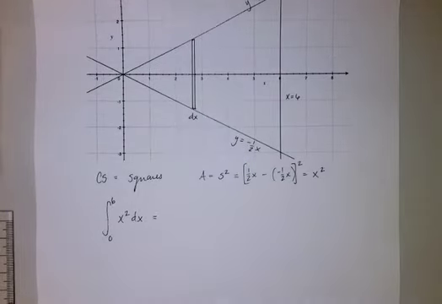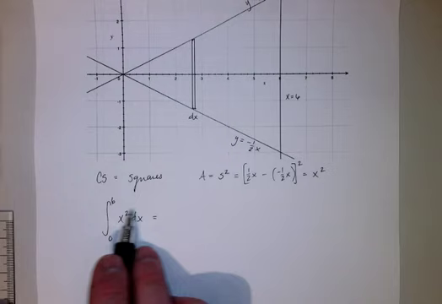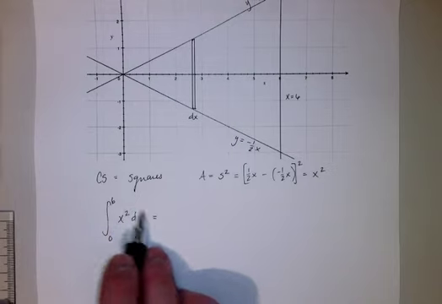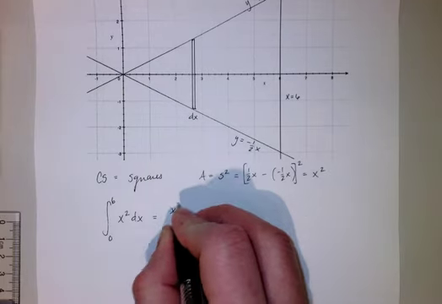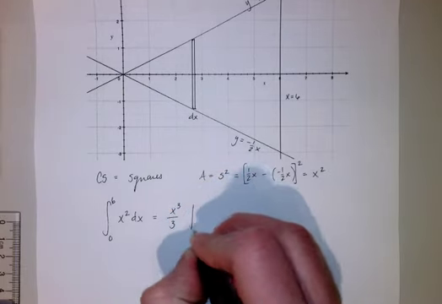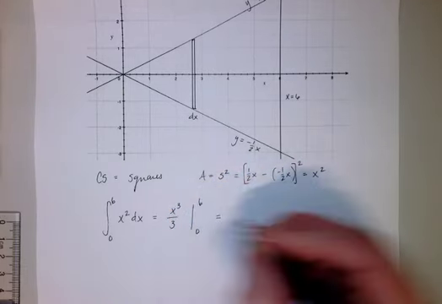are cross sections of that solid. And the dx, of course, is that width. And then I'm just going to add up all of the infinite number of cross sections between 0 and 6. So I'm going to get x cubed over 3, evaluated from 0 to 6. Well, 6 cubed is 216, minus 0 over 3.